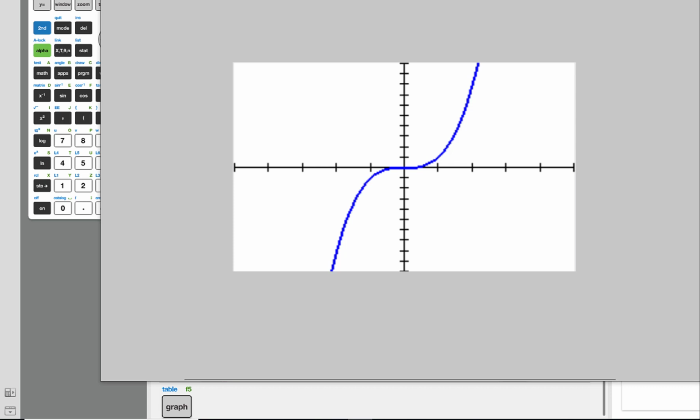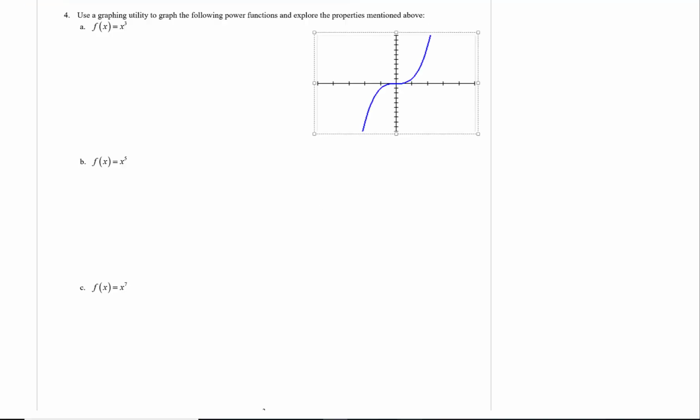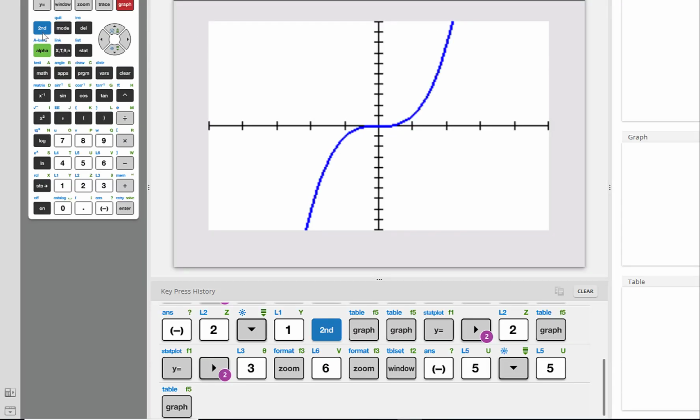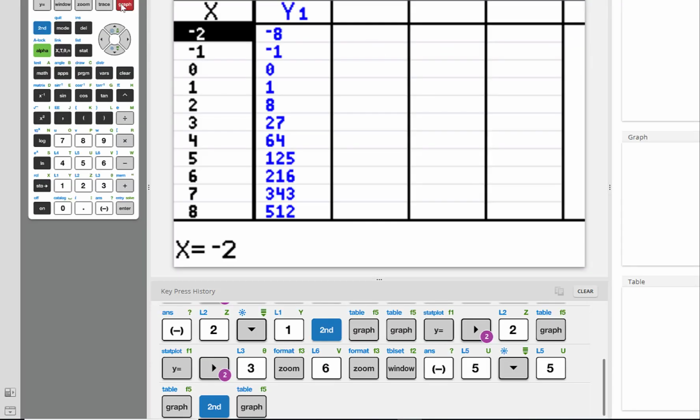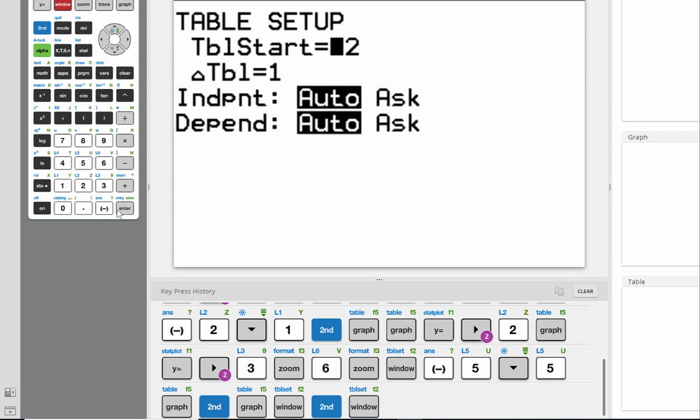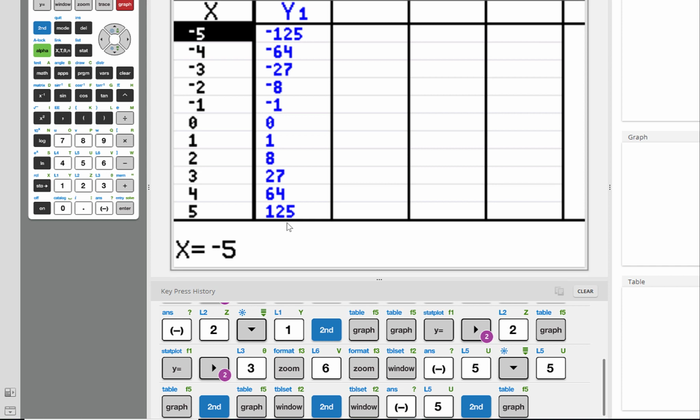Not only am I going to copy and paste the graphs into the notes, but I am also going to copy and paste the table of values. I didn't do it for the last problems, but maybe I should have. Let me fix this table of values a little bit here. I want you to see how these values change as x gets very large and when x gets very small.